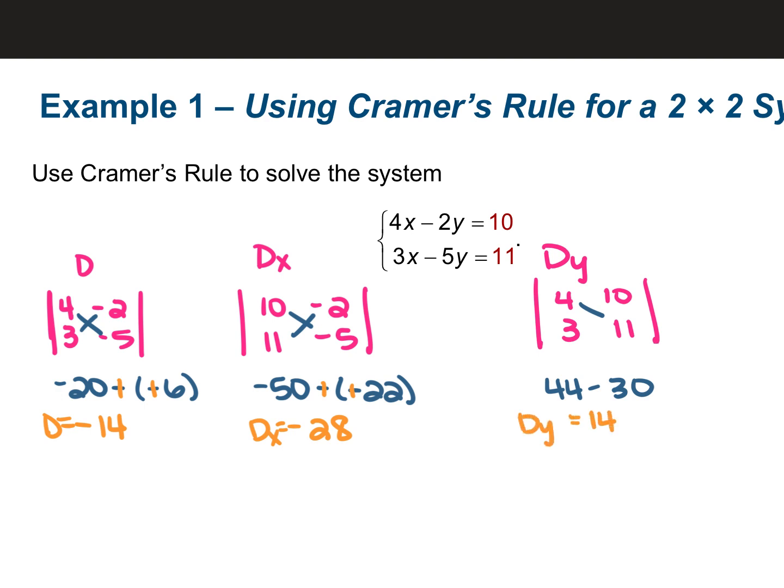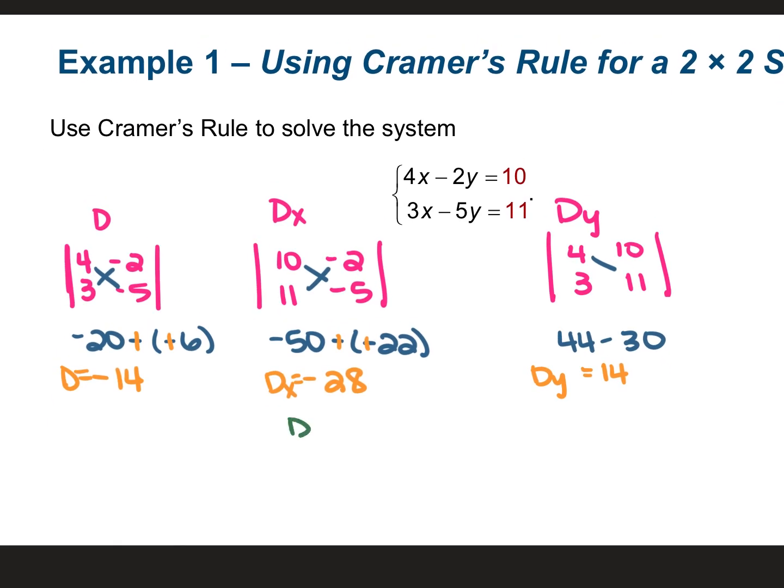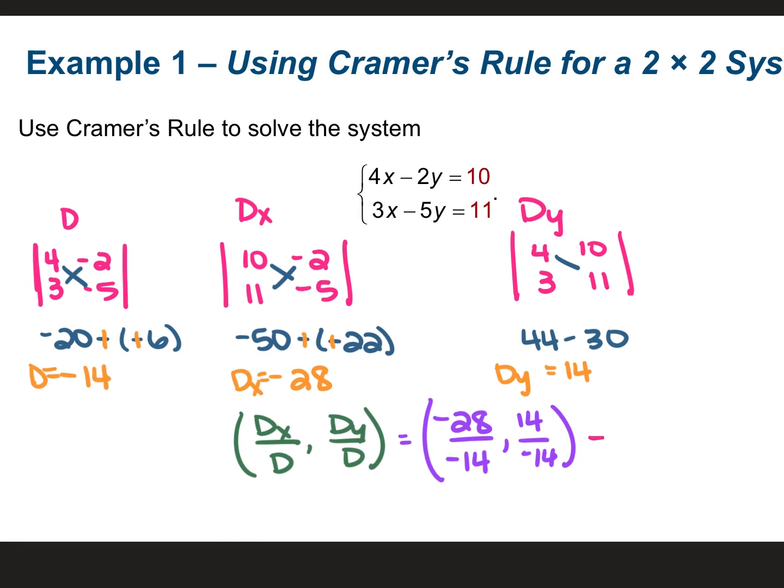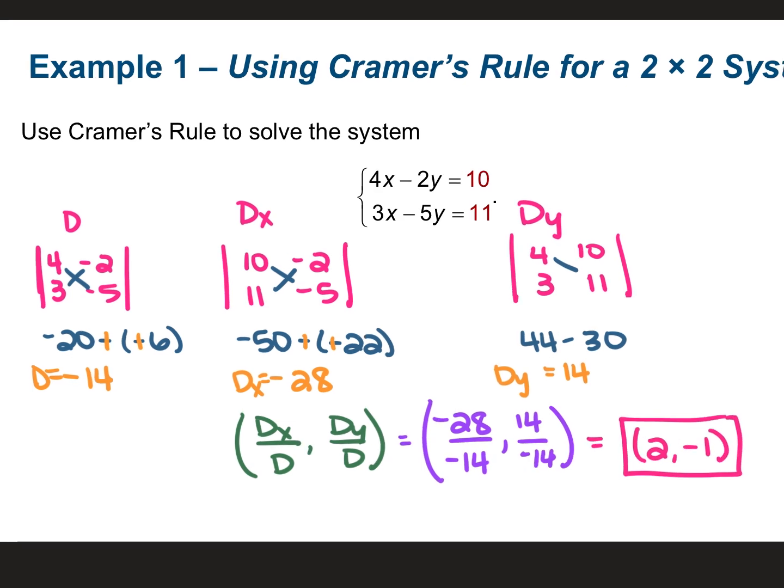So your answer is going to be D sub x over D, comma, D sub y over D. So this just simplifies to give us negative 28 over negative 14, comma, 14 over negative 14. Both of these fractions simplify to give you 2 comma negative 1. And just like with any system, if you wanted to check this, you can plug in the 2 for x, the negative 1 in for y, in both equations, and you should get true statements for both.